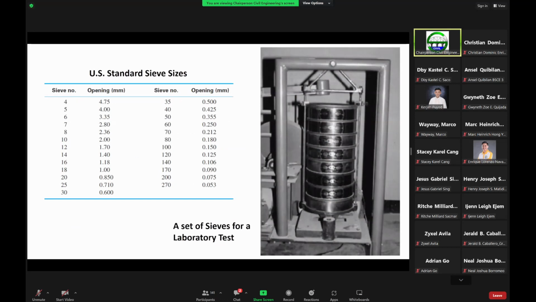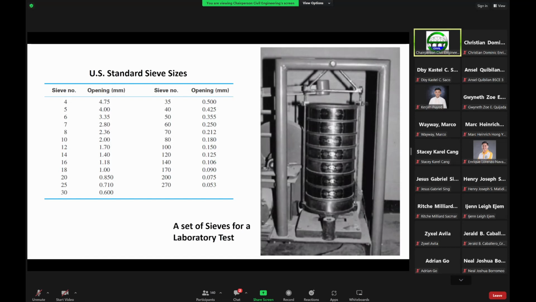We have been mentioning these sieve sizes. Here you have the typical sieve numbers and the corresponding openings, which determine the grain size diameter as well. A number 4 sieve is equivalent to 4.75 millimeters, a number 10 sieve is equivalent to 2 millimeters, and a number 200 sieve is equivalent to 0.075 millimeters. This is how we put them in the laboratory, by stacks.